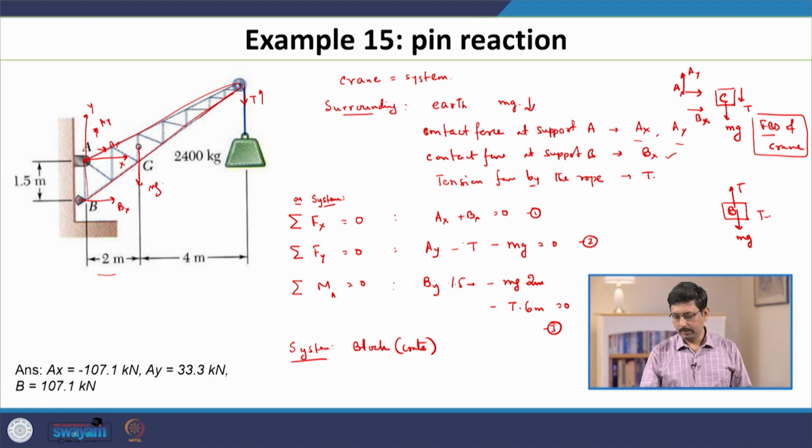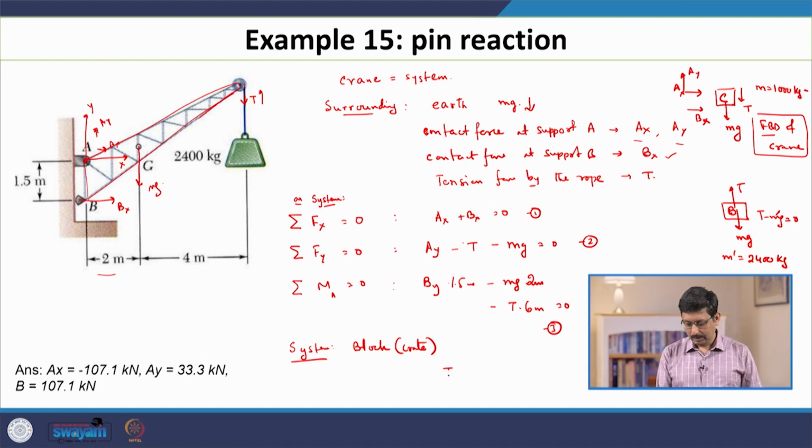So then, if I do a force balance in the vertical direction, T minus mg, we get T equal to m prime g. Let us call that m prime. So, m prime is 2400 kg and m is 1000 kg. So, we have another condition that T minus m prime g is equal to 0.